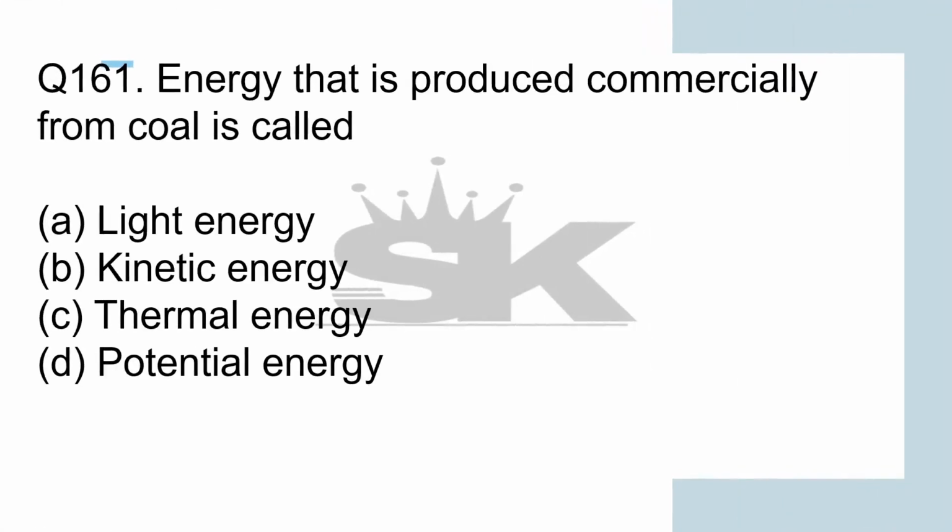Energy that is produced commercially from coal is called... The answer is thermal energy. Thermal energy is an example of kinetic energy as it is due to the motion of particles, with motion being the key here. Thermal energy results in an object or system having a temperature that can be measured. Thermal energy can be transferred from one object or system to another in the form of heat.